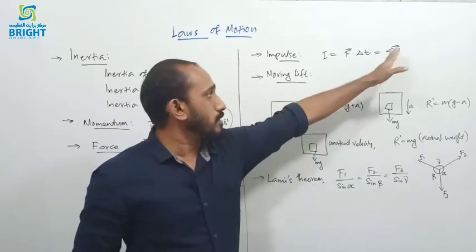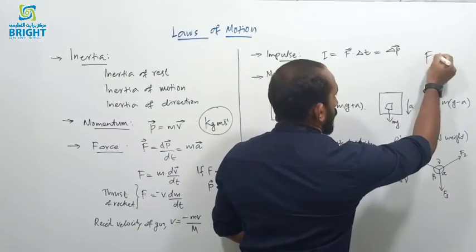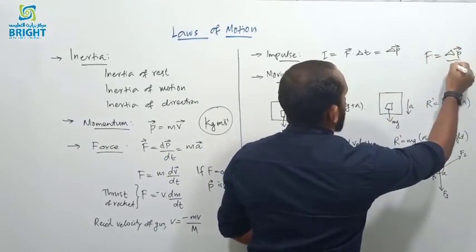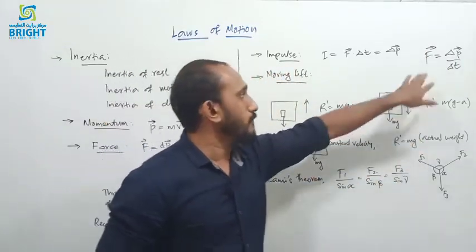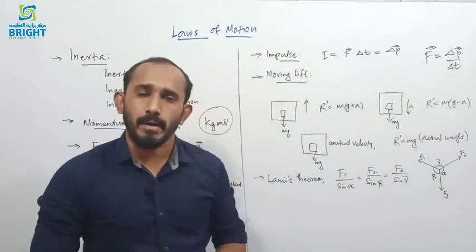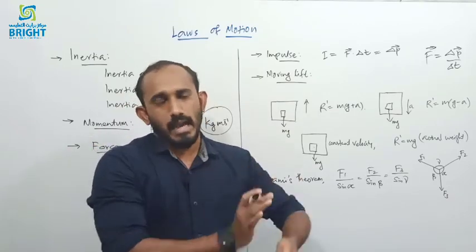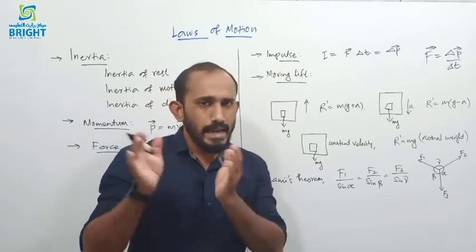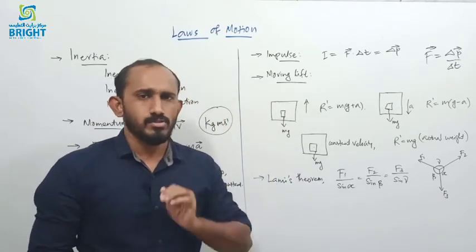It is nothing but equal to change in momentum, because F is equal to delta P by delta T, change in momentum by time taken. So F into delta T will be the change in momentum. So momentum change will be equal to impulse acting on the body, or simply we call it a greater force acting for a shorter interval of time. We call it impulsive force. Many examples you can say.